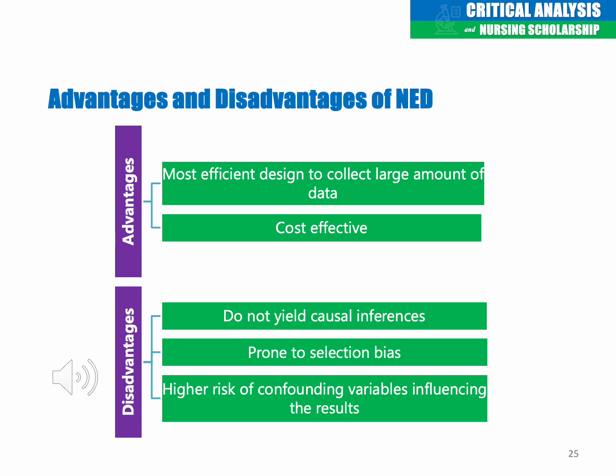In general, non-experimental research design has a lot of advantages as well as disadvantages. Some of the advantages is that it is considered the most efficient design to collect large amount of data. And of course, it is most effective. However, non-experimental design often does not yield causal inferences, which means it cannot determine cause and effect relationship, unlike experimental research design. And selection bias is very common in non-experimental design. And of course, there's a higher risk of confounding variables influencing the result.